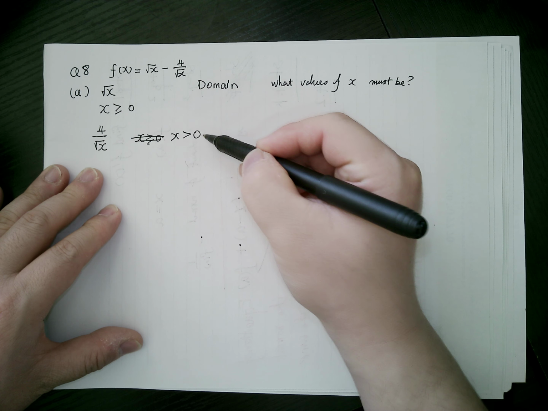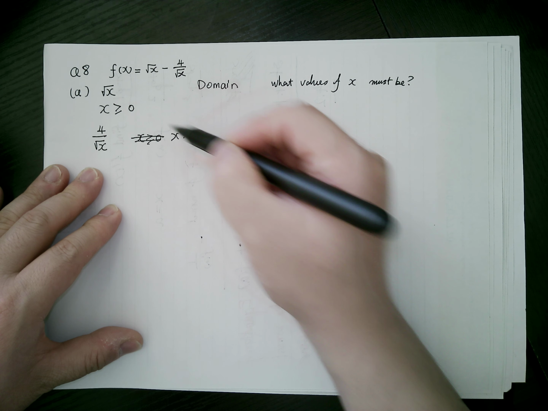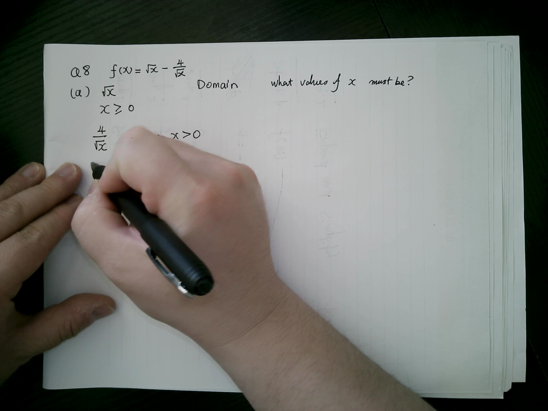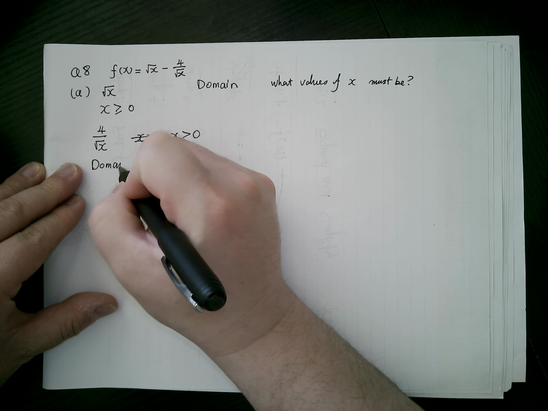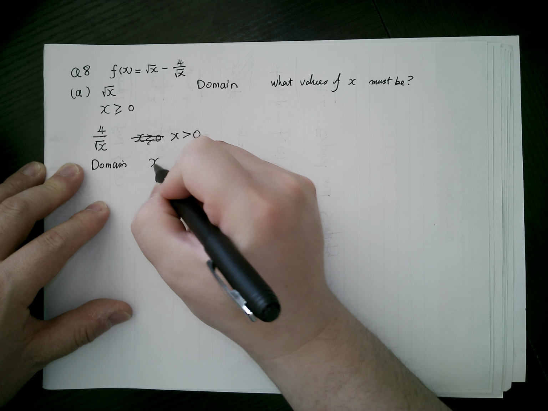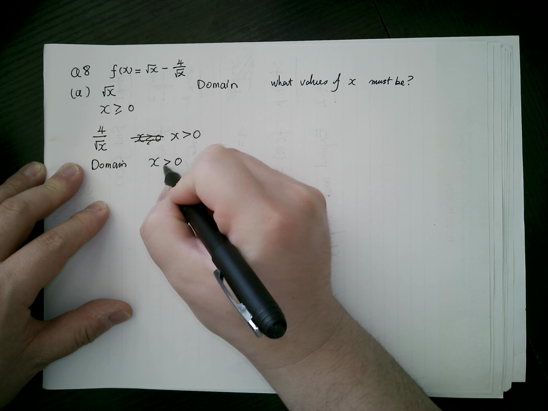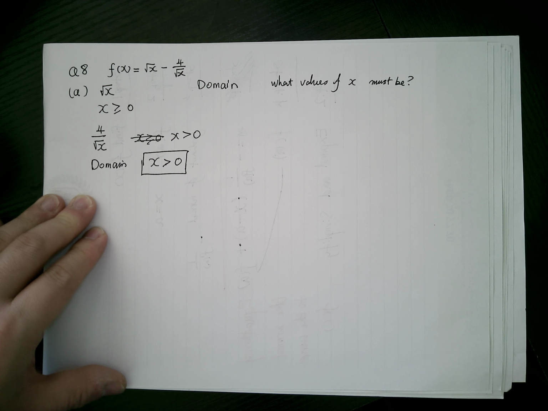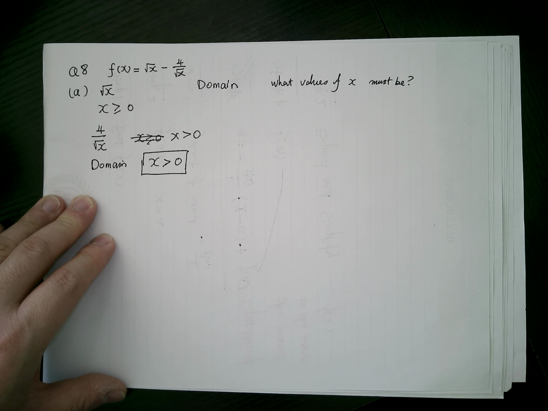Then we combine these two. Overall, the domain in this case will be x is greater than 0, not x equal to 0. That's the domain. Then the very next thing we're going to do is find the derivative, f dash of x, basically the derivative.